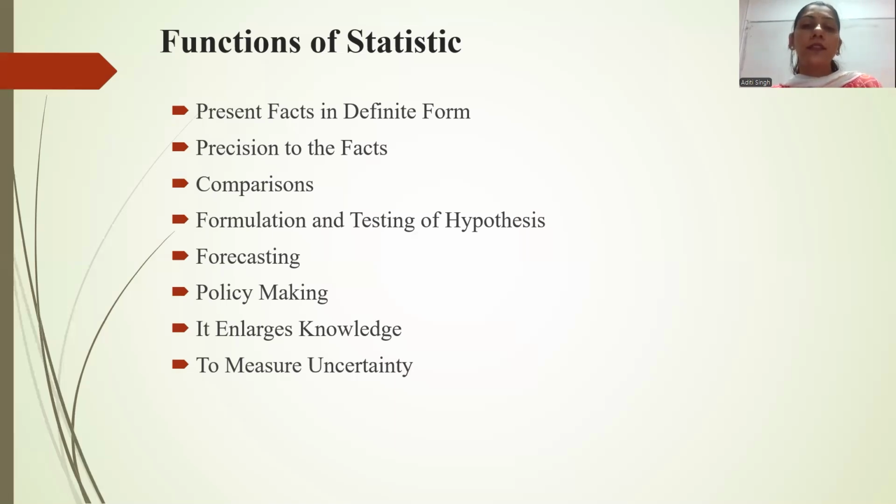Now next one is formulation and testing of hypothesis. We have already discussed the concept of the hypothesis earlier. So this is the main function of statistics, to formulate and test the hypothesis. So these statistical methods help to formulate and to test the hypothesis, or to test the new theory. With the help of statistical techniques, we can know the effect of imposing tax on the export of tea, or export of coffee, or the consumption of tea in other countries, or the consumption of coffee in other countries.